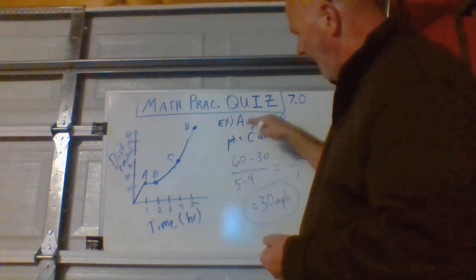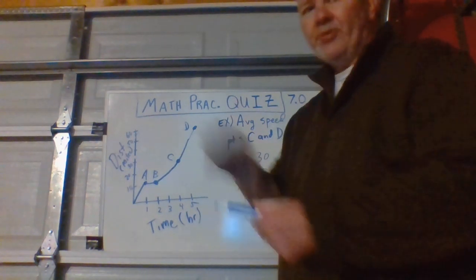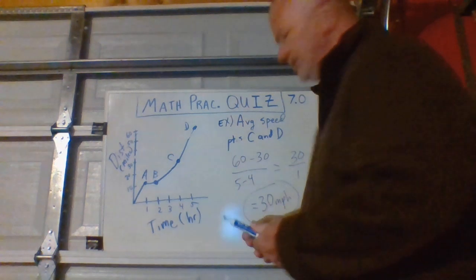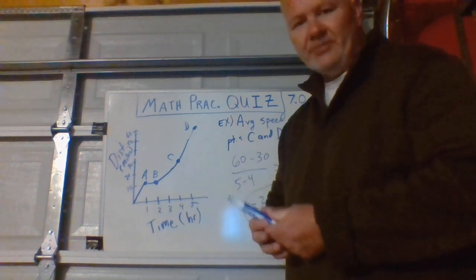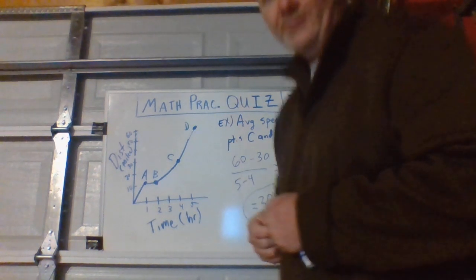So that's how we find average speed in this line graph situation every time. Total distance divided by total time. Make sure you're subtracting to find the total distance covered and the total time that it took. That's number 10.